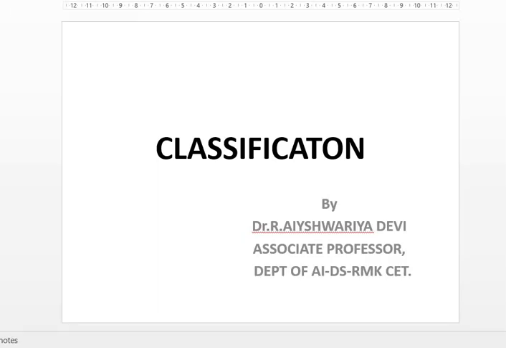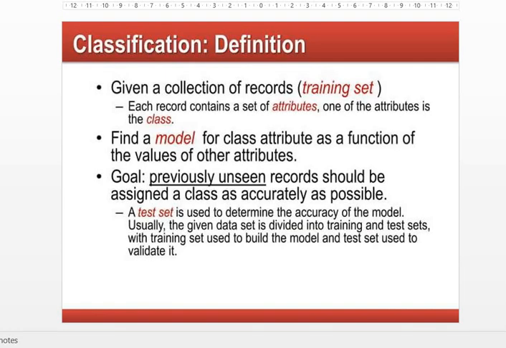Today we are going to see about the classification techniques in data mining. So what is classification? Before going into the depth of classification, we have to know what is the use of classification. The main use of classification is to classify things into subcategories. It's a part of supervised machine learning algorithms.